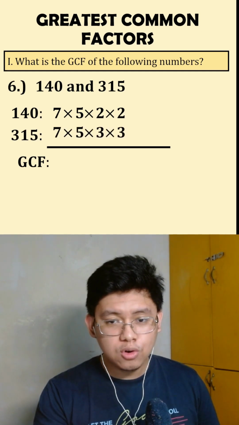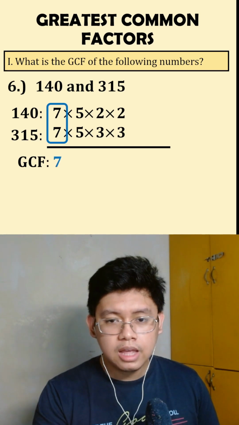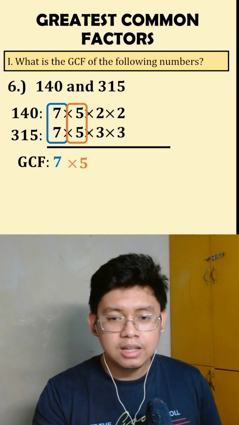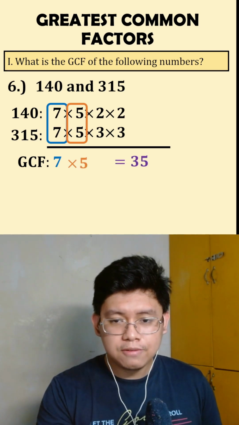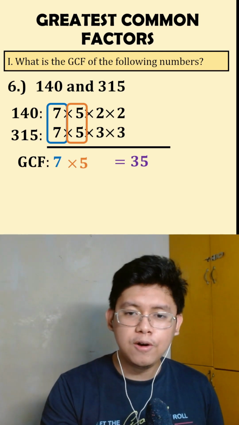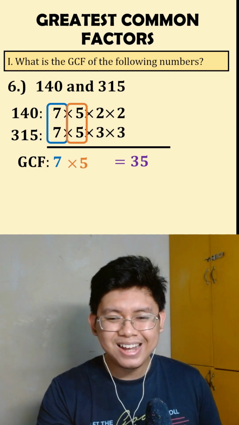Now, kunin natin yung common factors nila. Meron tayong common factor na 7 and 5. Ayan. So, let's multiply the common factor and that will give us 35. And that will be our greatest common factor of 140 and 315. And that's it. Ta-da! Alright.